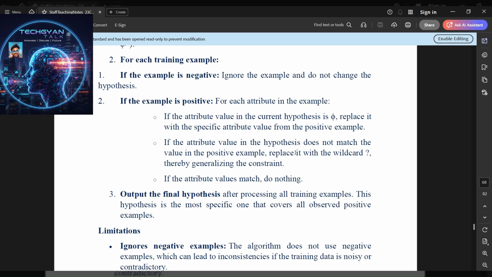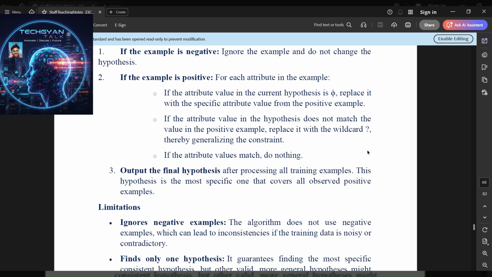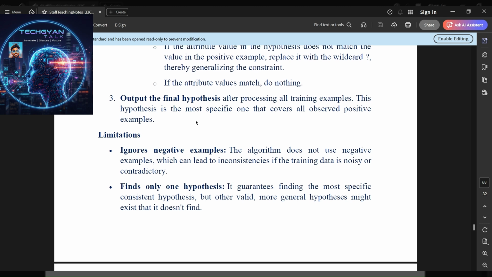If the attribute value of the hypothesis does not match the value of the positive example, replace it with the wildcard symbol question mark, thereby generalizing the constraint. If the attribute values match, do nothing. Output the final hypothesis after processing all training examples. This hypothesis is the most specific one that covers all observed positive examples.